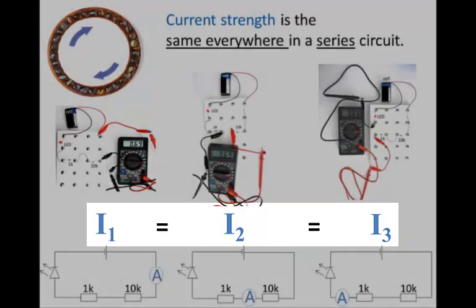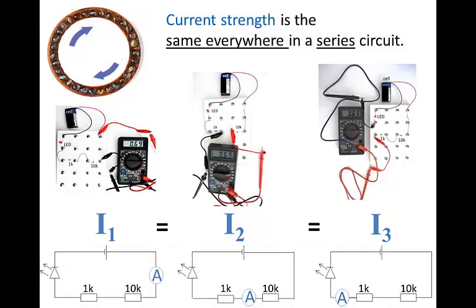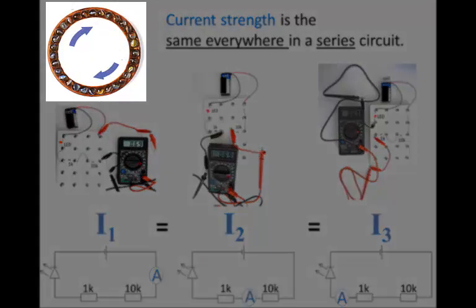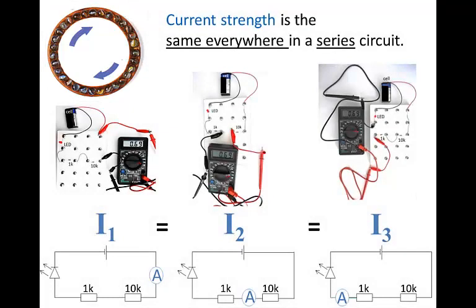And that's not surprising because all the electrons in a series circuit form an incompressible chain, just like these marbles do. Push them at one place, they all move together everywhere around the series circuit at the same rate, at the same current strength.